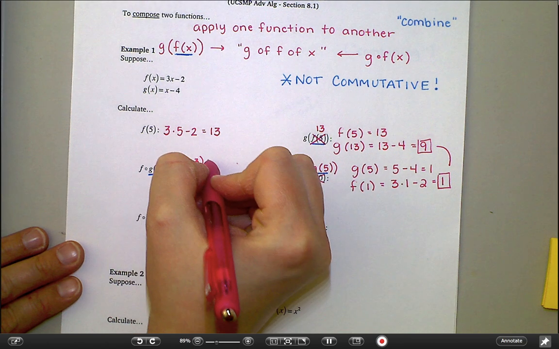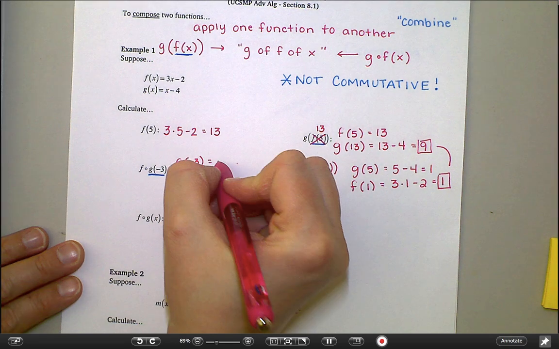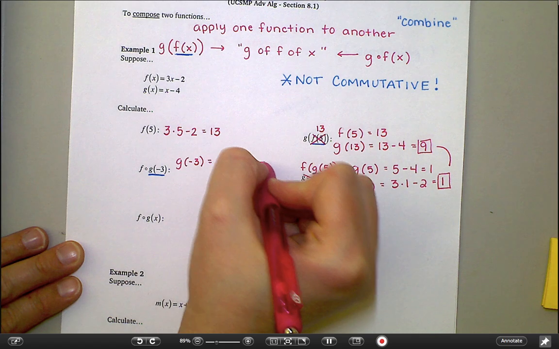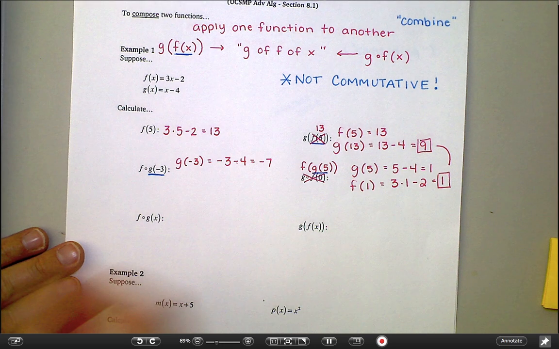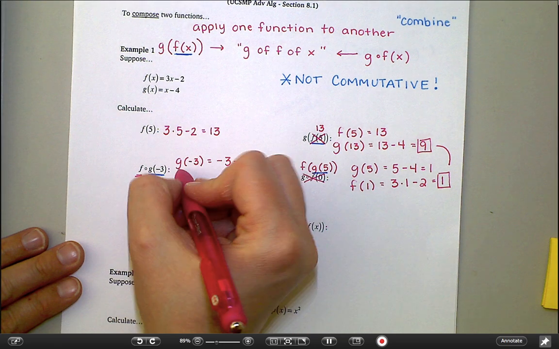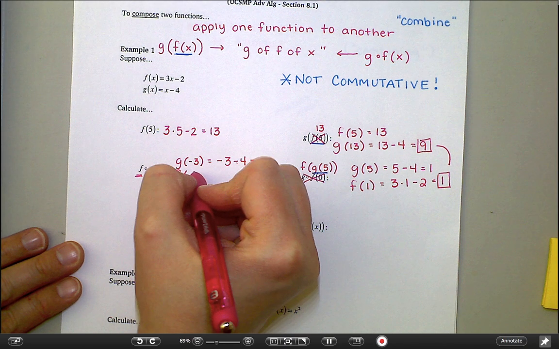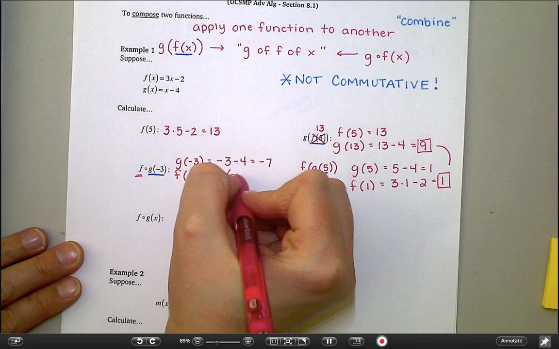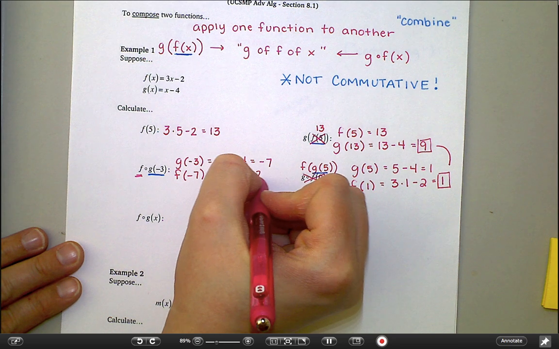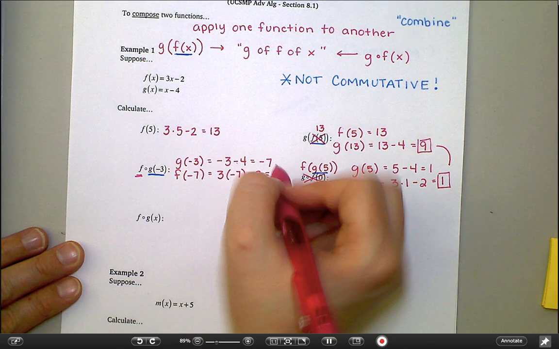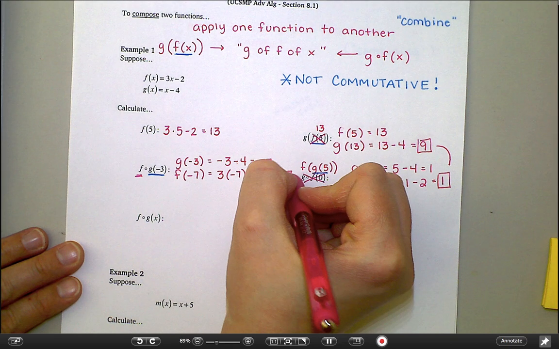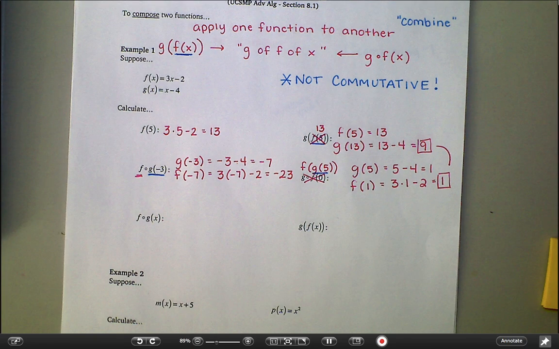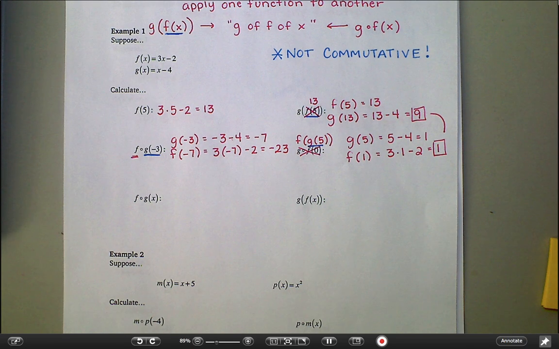Okay, so g of negative 3 would be negative 3 minus 4, which is negative 7. And then I'm applying the f function, so I'm going to go f of negative 7 is 3 times negative 7 minus 2. Negative 21 minus 2 is negative 23. Okay, so I think you're probably by now seeing the process and how this is supposed to work here.